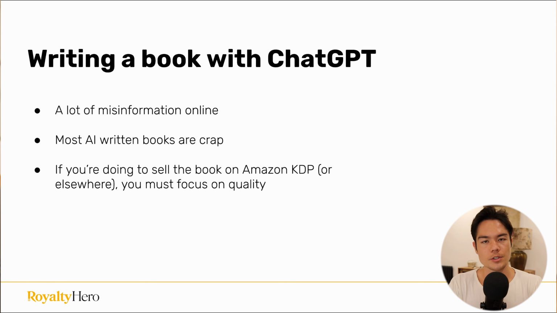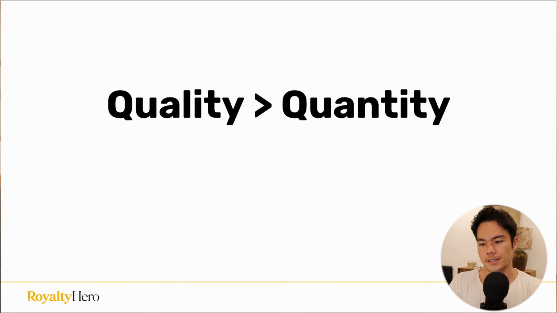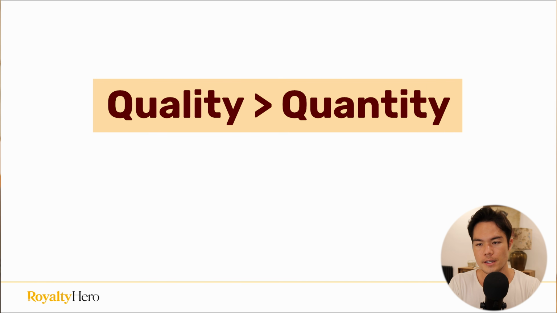So when it comes to writing a book with ChatGPT, there's a lot of misinformation online. You have to understand that most AI written books are complete crap, especially if you follow other YouTube videos talking about this topic. So if you're going to sell the book on Amazon KDP or anywhere else, you must focus on quality. And this is the number one biggest mistake people make: they think just because it's so easy to write a book with AI, they just go and play the volume game. They just spam as many books as possible and they hope that one of those books will hit and make them some money. But unfortunately, that is not how you do it, right? You want to focus on quality over quantity.